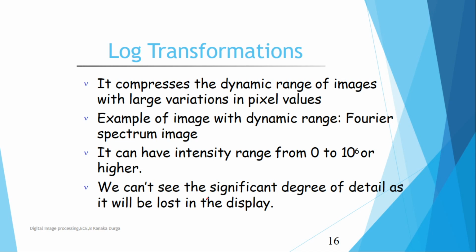In log transformations, it compresses the dynamic range of images with large variations in pixel values. For example, the Fourier spectrum has a dynamic range with very large intensity values, which we cannot handle directly. By using log transformations, we can overcome that. The intensity values can range from 0 to 10 to the power of 6 or higher, and significant detail is lost in the display devices.